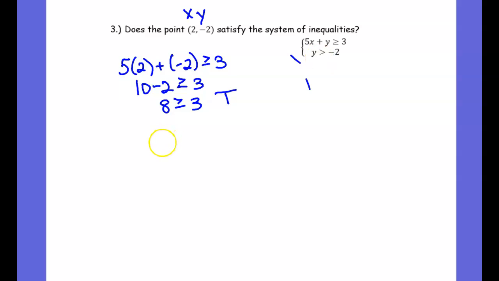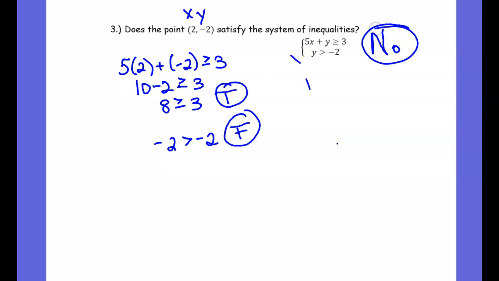So the second one is y is greater than negative 2. Well, our y value is negative 2. Is that greater than negative 2? Actually, that's false. Had it been greater than or equal to, it would be true, but because it just says greater than, that's false. If you have a true and a false, this is a no. Remember, it's got to be true for both of them to be a solution to the system of inequalities.